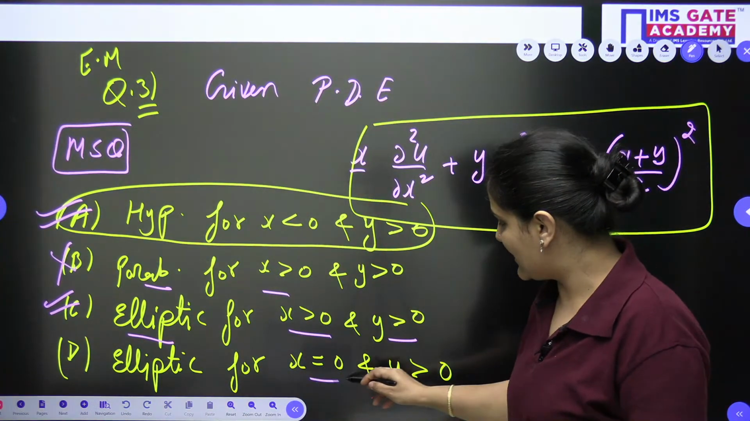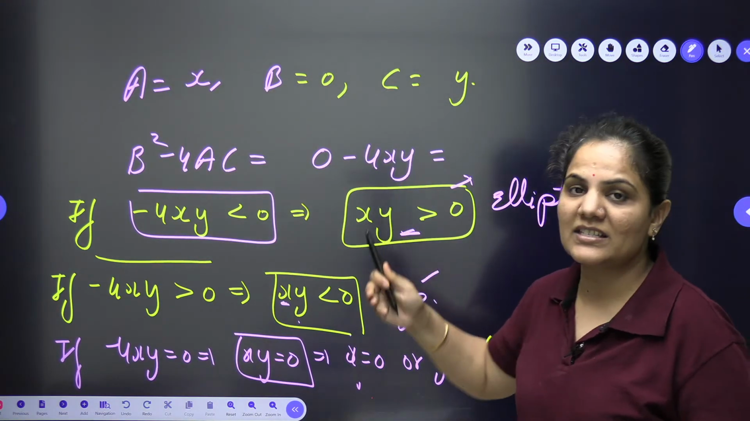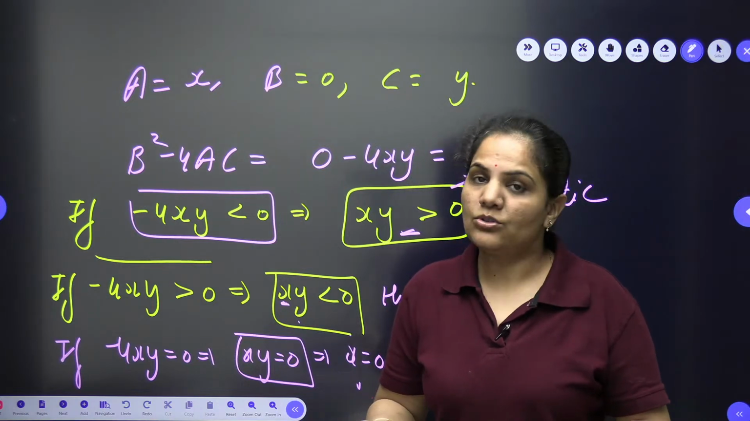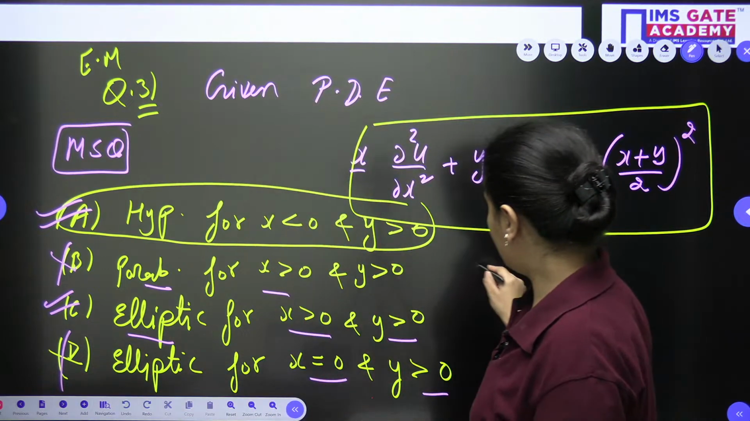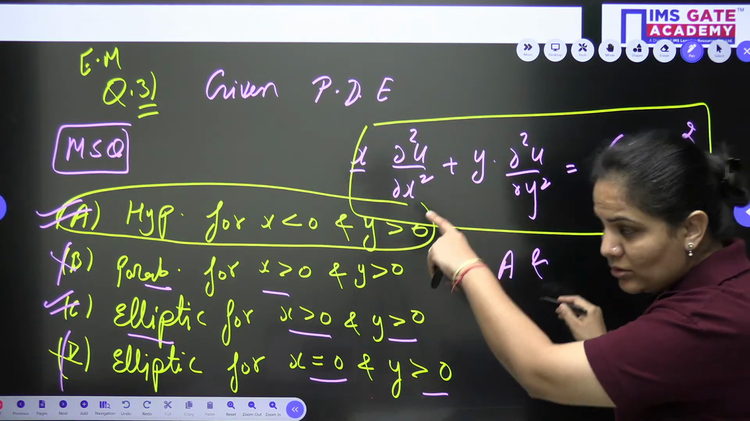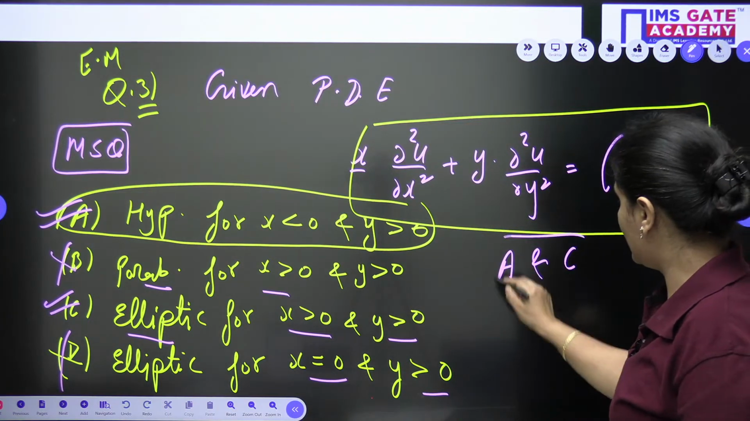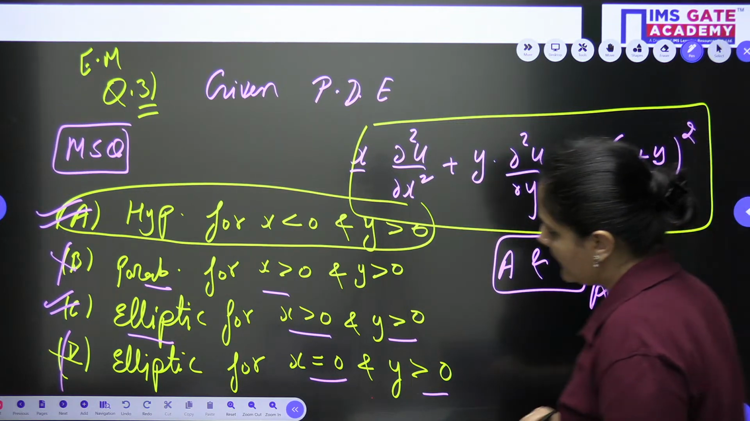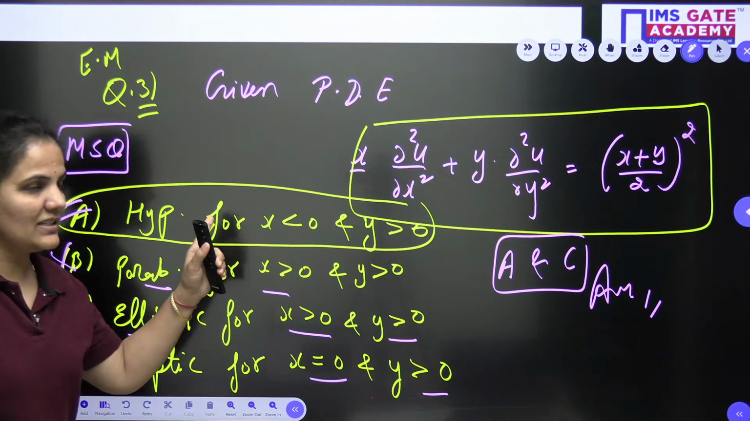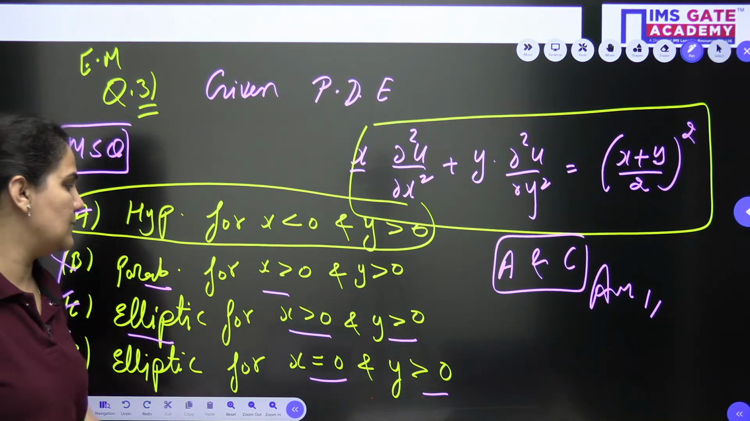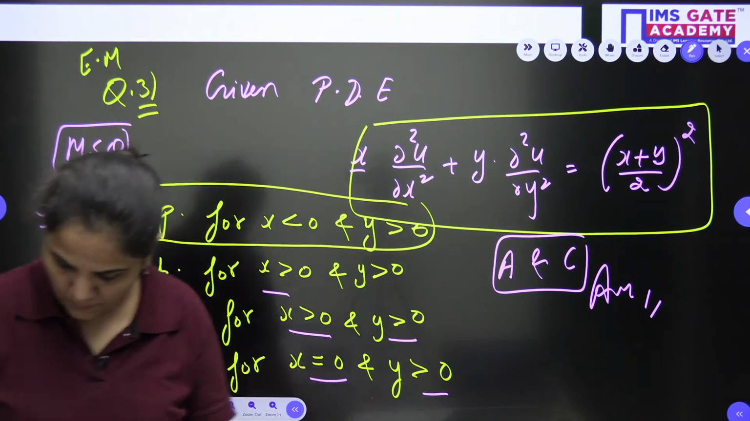But if you say x is equal to 0 and y greater than 0, then xy will become 0. So this is not the condition of elliptic, and that's why this is also not possible. So we can say this is an MSQ. According to the sequence of the options which I wrote down, A and C are correct from my side. It will be hyperbolic in the first case when x is less than 0, meaning x can be negative and y is positive, and it will be elliptic when x and y both are positive. I hope it is clear.